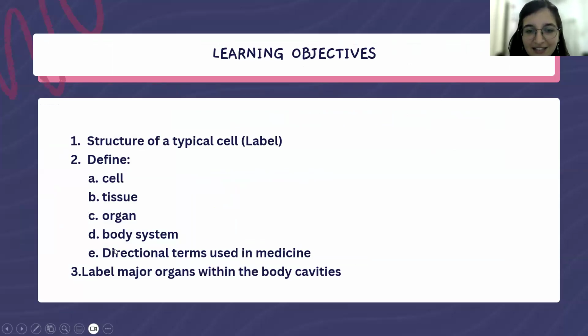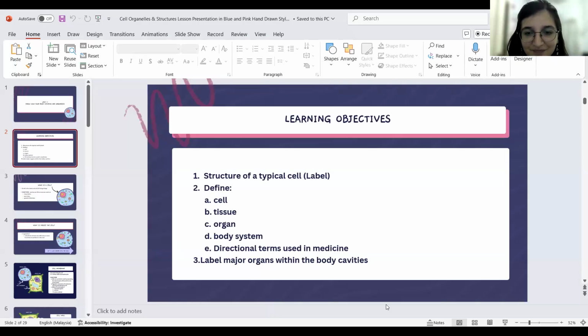So in the next session, before we go into one of the systems, I will teach you the directional terms used in medicine, like when they have to perform sectioning. I will teach you the different terms they use, and you will also have a look at the overall body systems and organs. So you would be able to label the different organs within the human body cavities. We're focusing purely on humans in the next few sessions.